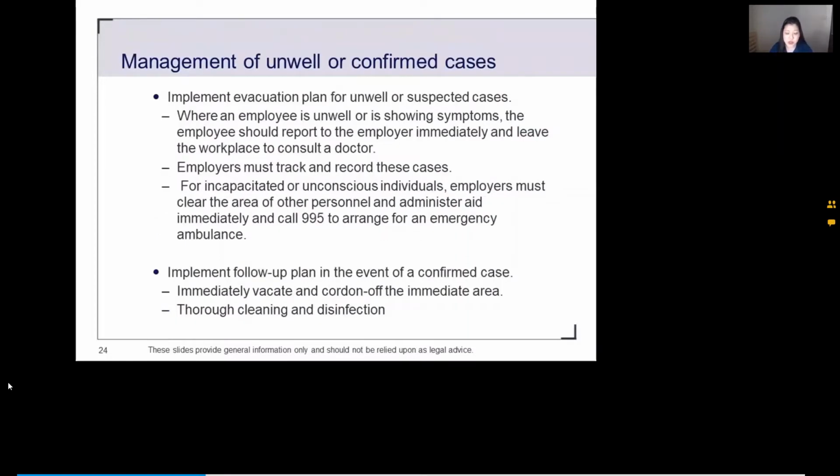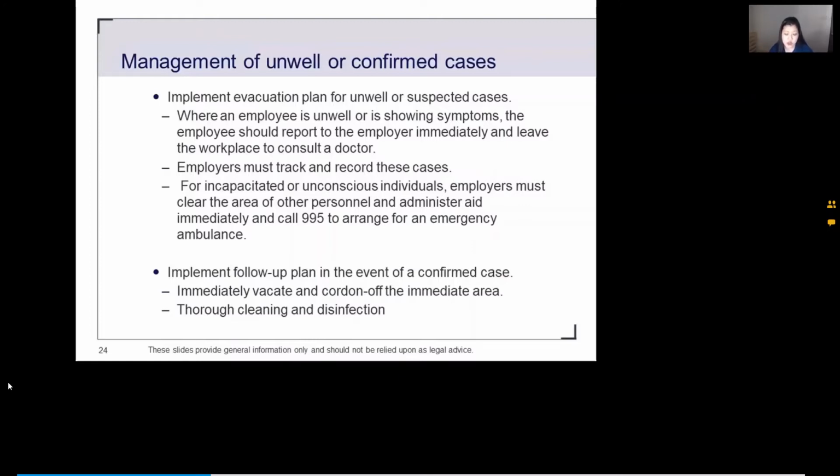Employers also need to prepare an evacuation plan in the event of unwell or suspected cases, as well as for other on-site personnel who may be affected by this. If there's an employee who is not well or has symptoms, they should report to the employer, leave the workplace, and consult a doctor immediately. Employers should report these as part of their safe management measures in case there's an inspection by a government inspector.